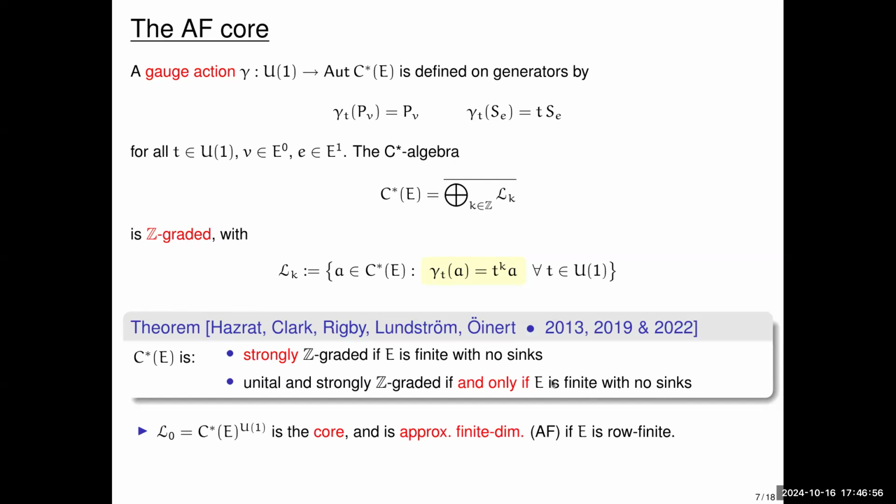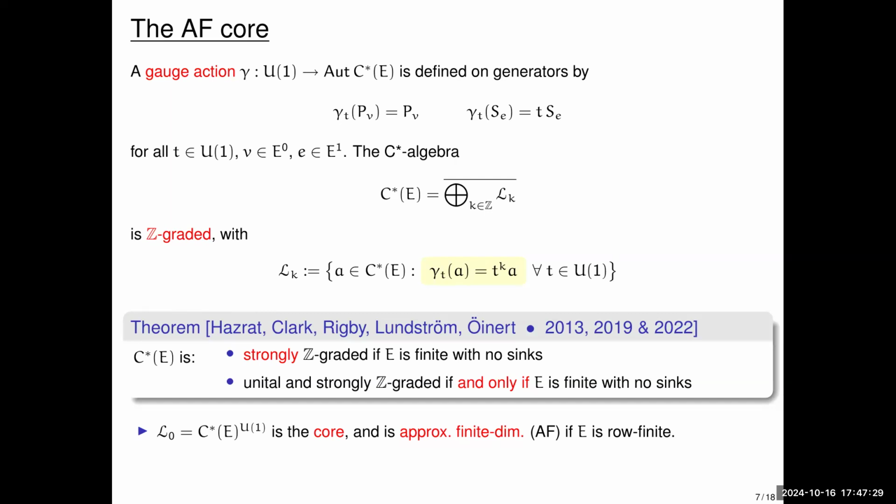Okay, of this L_k, L_0 is particularly important. L_0 is just the set of elements in the algebra that are invariant under the gauge action. This is a C*-subalgebra. It is called the core of the graph C*-algebra, and it is an inductive limit of finite dimensional C*-algebras. So this is an AF algebra. Well, this is true if E is row finite. More generally you can say something about it, but I don't think it is always true. If E is row finite, this is true, it is in Raeburn's book.